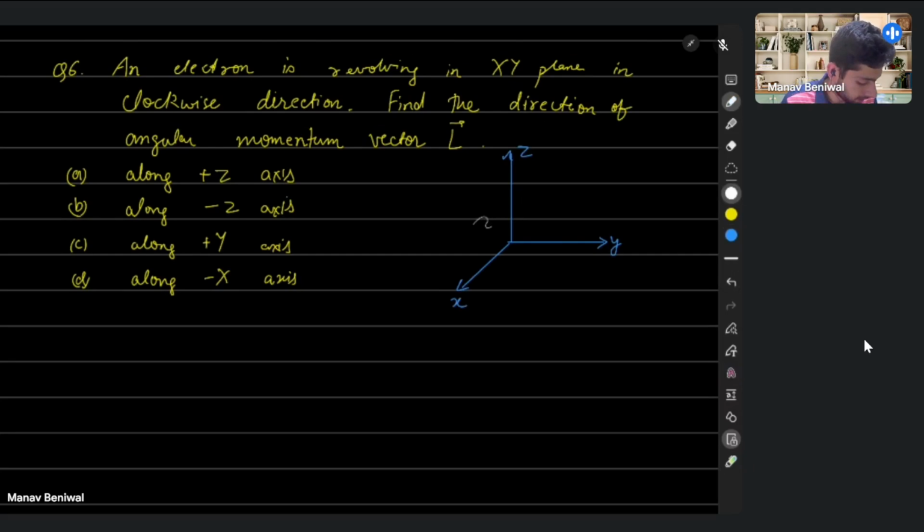Okay, then let's draw a circle in the xy plane like this, and the electron is moving in the clockwise direction. So if we have an electron, it is rotating like this. Okay, so it is rotating like this, and this is also the direction of your velocity. So this is the direction of velocity.